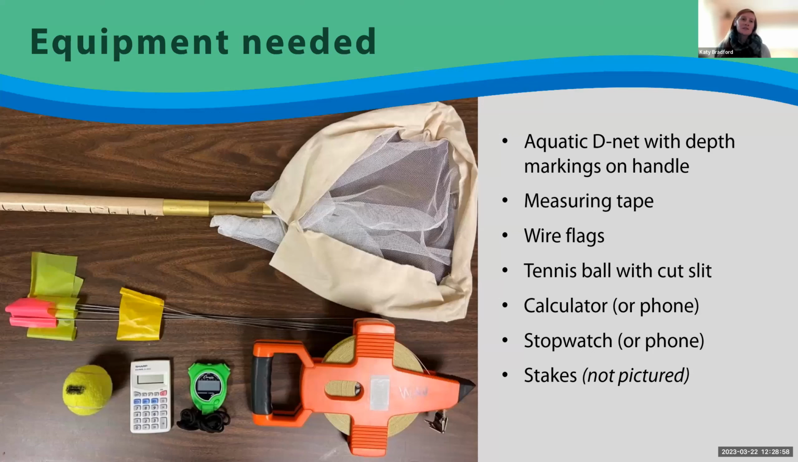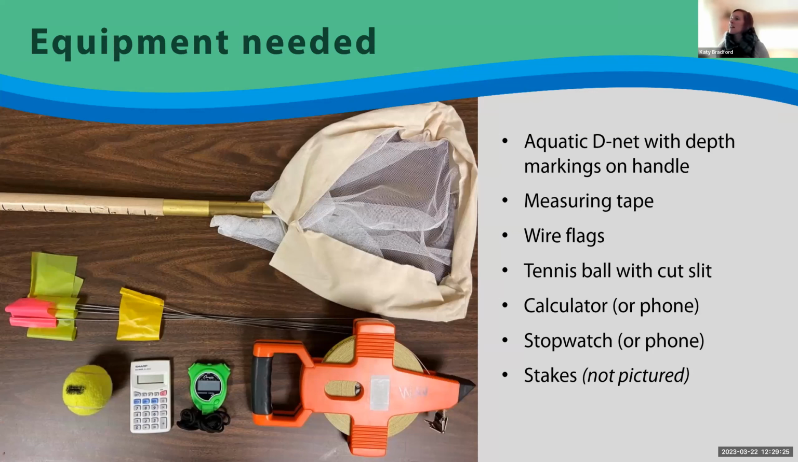So one reason we use this method versus some kind of meter is it's a lot more affordable for the equipment. Actually, what we use is an aquatic D net, which we also use to collect macroinvertebrates in the stream, but we mark the depths on the handle. It would be even cheaper to use a measuring stick instead of the net. The net's the most expensive part, actually, but they're already using it for something else.